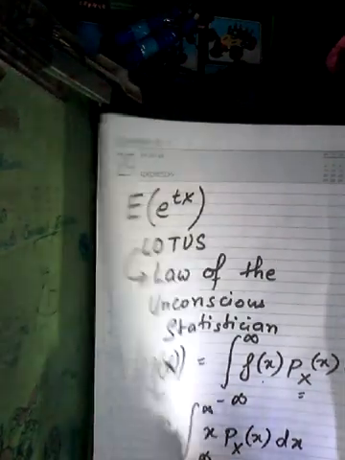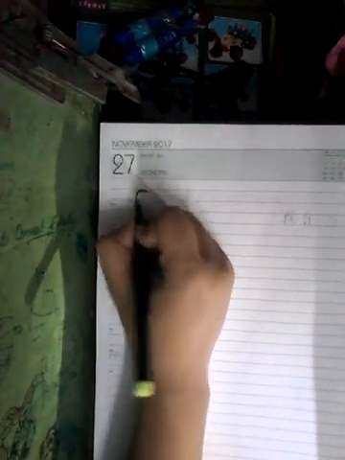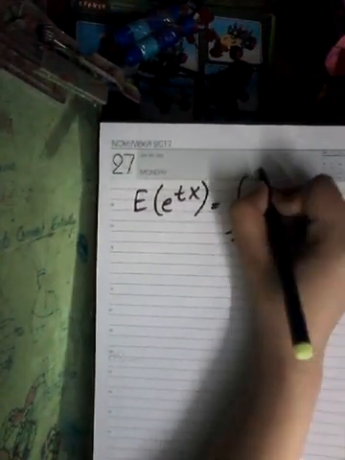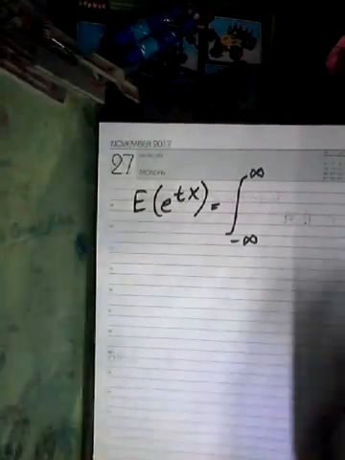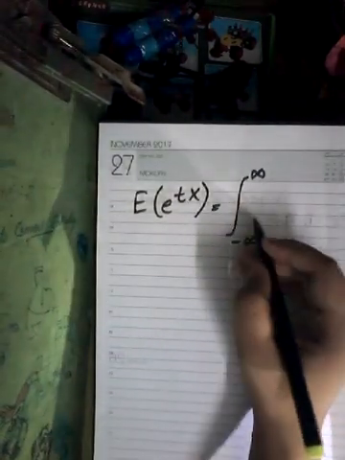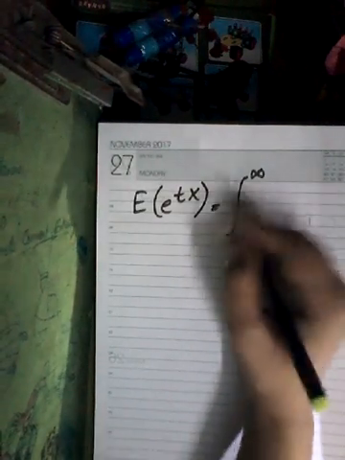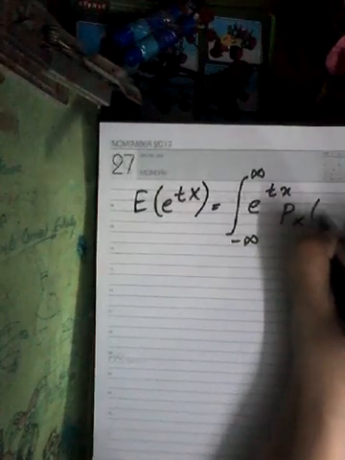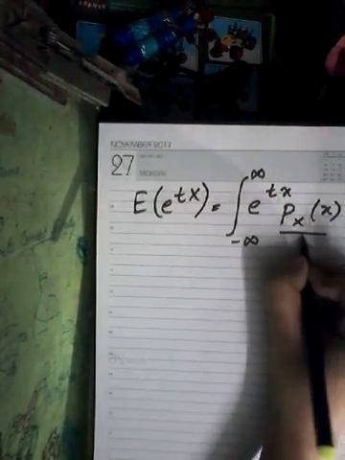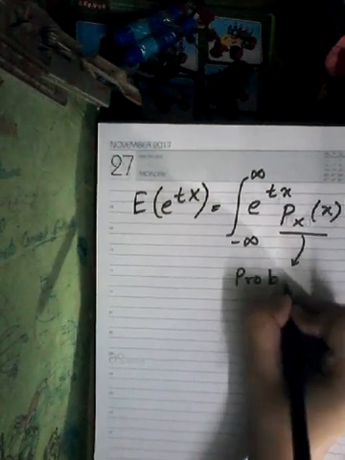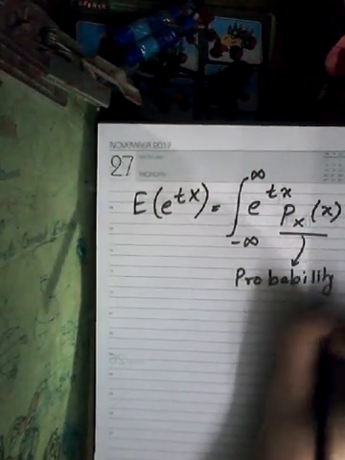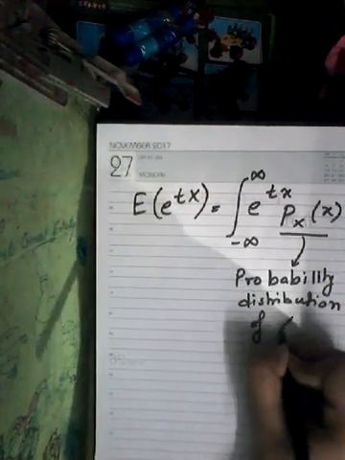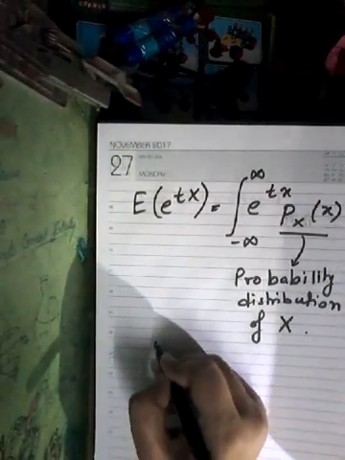Cool. Now we'll apply this to our moment generating function. So this would be the integral from minus infinity to infinity. This is all for the continuous case. For the discrete case, the integral will just become summation. This will be e to the power tx times p of x dx. This is the probability distribution of the random variable. And yay, we are done.